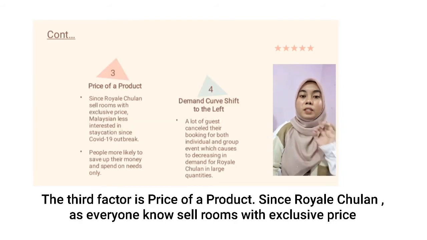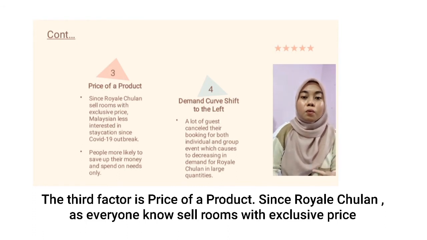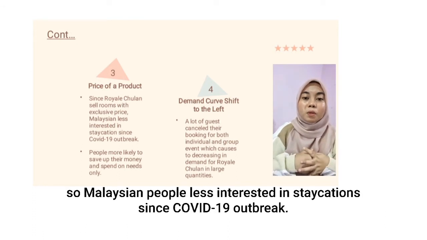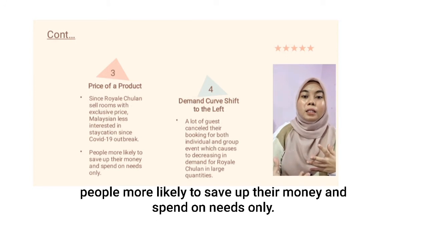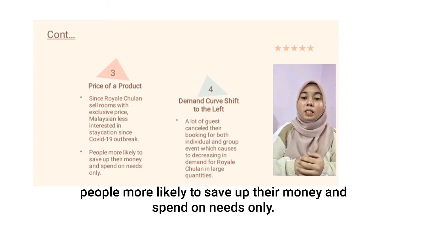And the third factor is the price of a product. Since Royal Chulan, everyone knows, sells rooms at an exclusive price, Malaysian people are less interested in staycations since the COVID-19 outbreak. People are more likely to save up their money and spend on needs only.